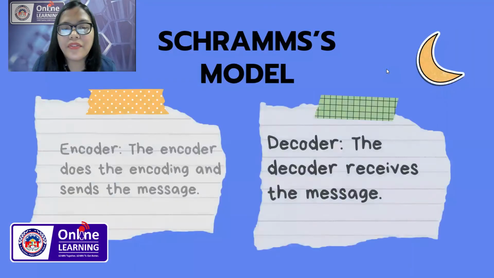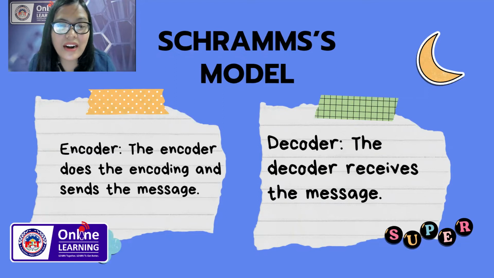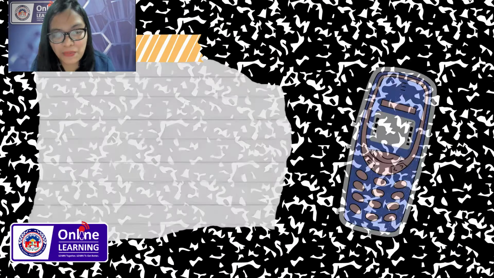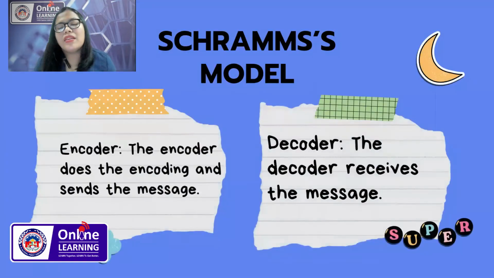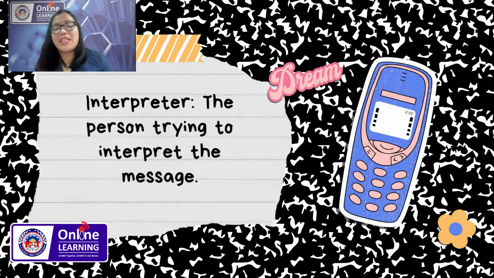Next, we have the Schramm model. When we say Schramm model, we only have three characteristics: the encoder, decoder, and the interpreter. As you can see, we will be focusing on the encoder and the decoder. But let's first talk about what an interpreter is.